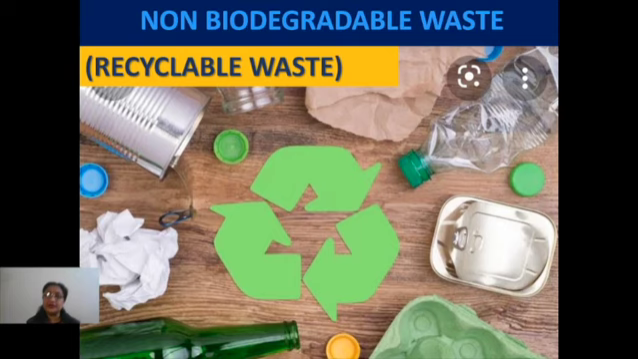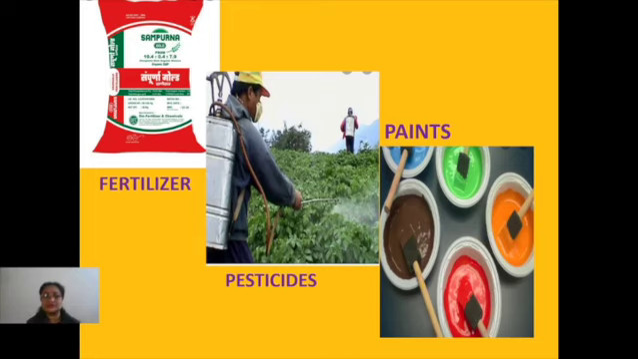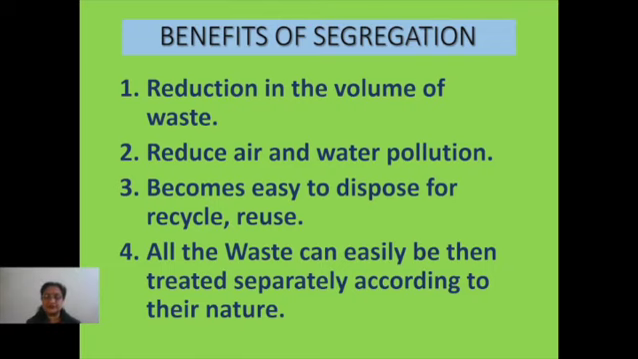Now, the non-biodegradable waste, you can see, includes recyclable wastes like bottles and plastics. Now these are a few things which are a big reason behind causing pollution, right, fertilizers, then pesticides, then paints, all these. Now let's once again talk about the segregation.